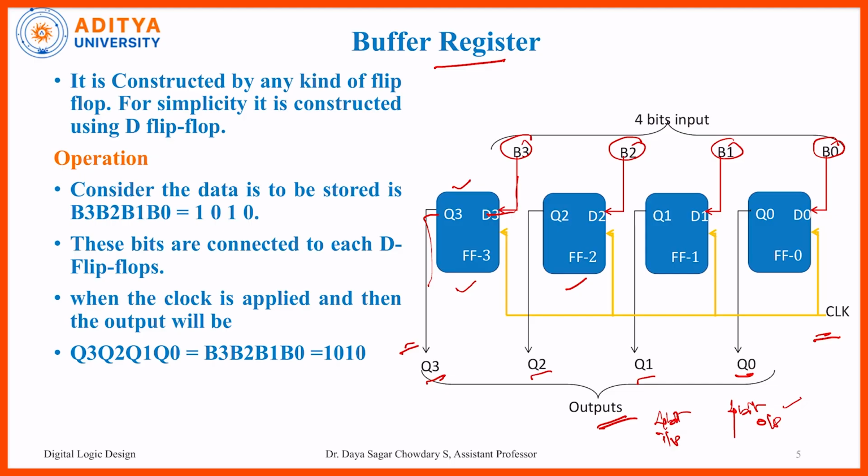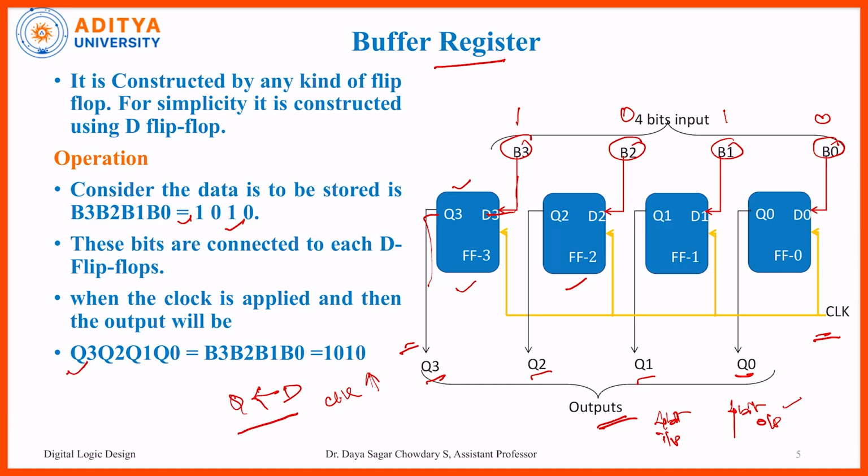Consider the data to be stored in B3, B2, B1, B0. This is a simple operation, that is 1010. That means B3 is 1, B2 is 0, B1 is 1, and B0 is 0. That 1010 can be directly assigned, because according to the D flip-flop, Q is equal to D when the clock signal is high or enabled. That means Q is equal to D.